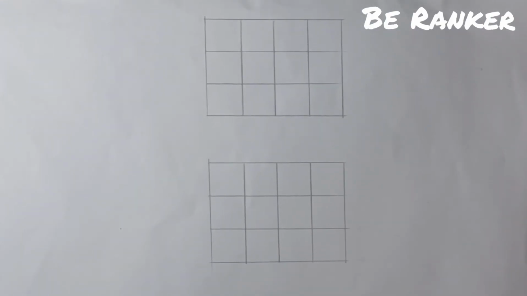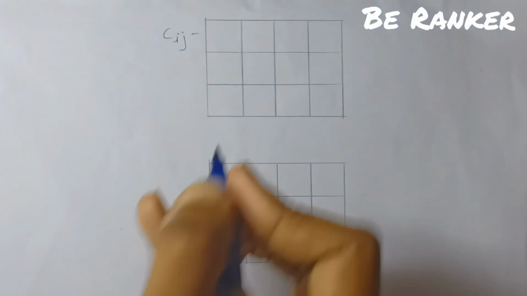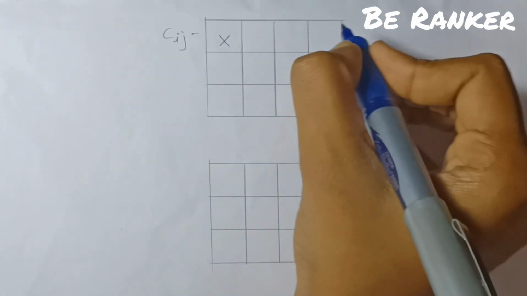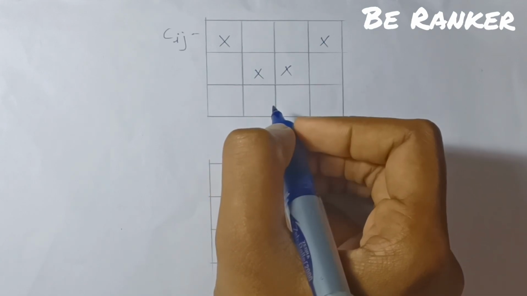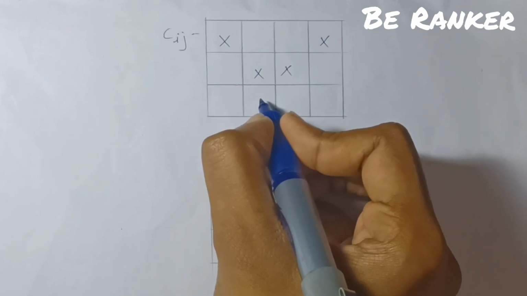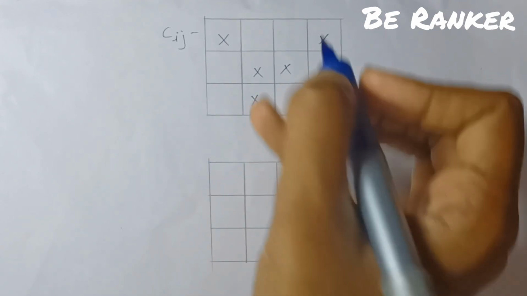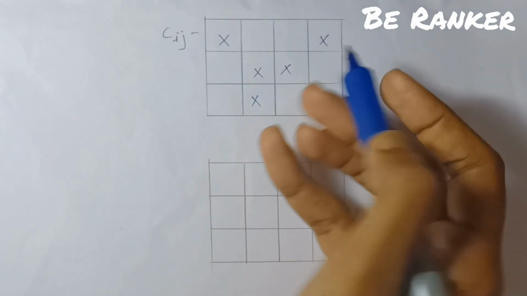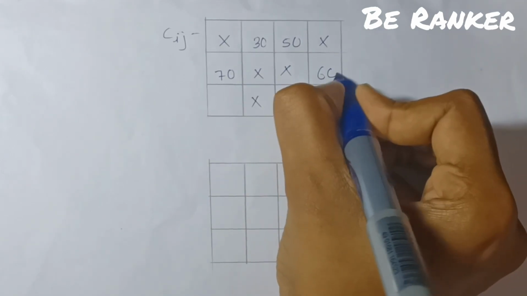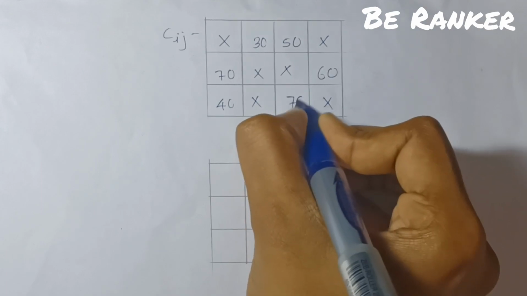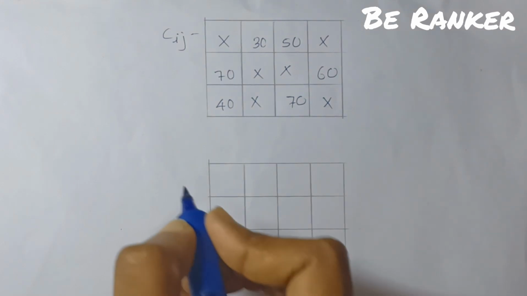Okay. Next step is to find the Cij values. This is the Cij value matrix box. Here first we cross the allocated cells of the new revised allocated matrix. That is the new box. Then write the other non-allocated cell values here. That is 30, 50, 70, 60, 40, 70. Next is to write the Ui plus Vj box.